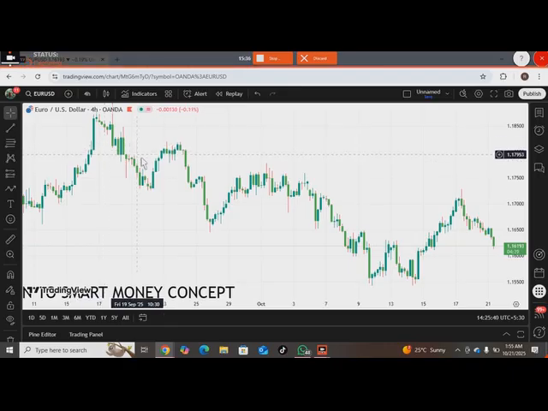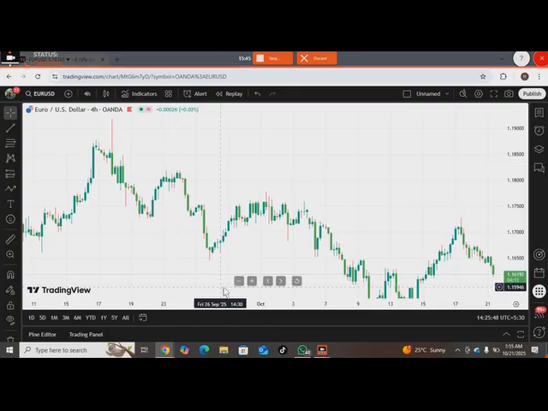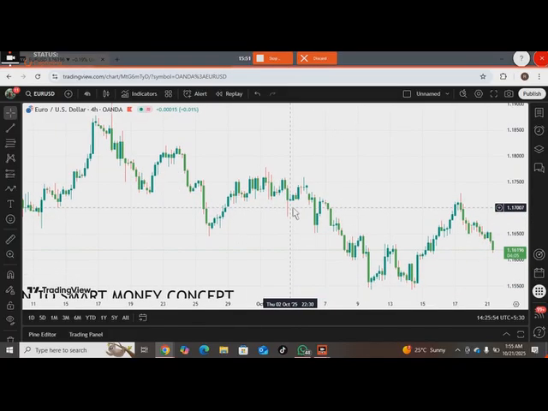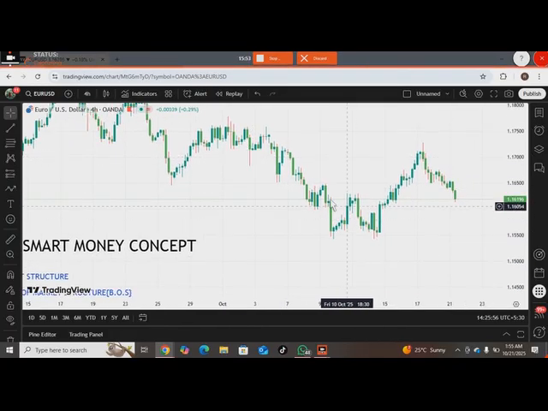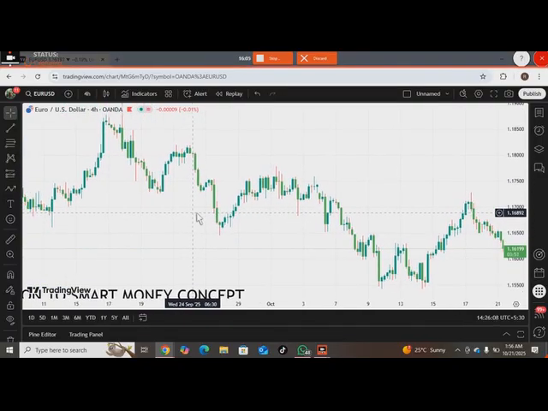Now here you see a series of, this is a higher low, this is a lower low here. This is a higher low, and this is a lower low. This here is a higher low, and the market also is creating a lower low here. And this is a higher low. Now the market is about to create another lower low here. So when you see a structure like this one, this is a downtrend.